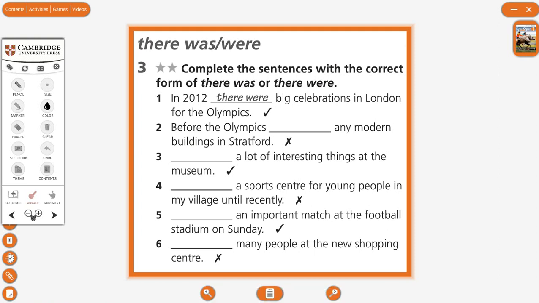Number 1 is done, so I passed number 2. Before the Olympics, blah blah, any modern buildings. Look at the buildings. Buildings is a plural noun, so we have to say it in negative form. Don't look at here, there is a cross. We have to say there weren't. Yes, that's true. There weren't any modern buildings.